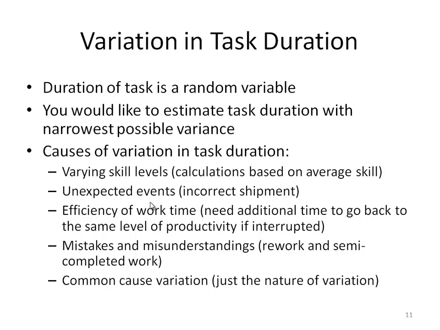Also, it's due to unexpected events, such as an incorrect shipment. If I receive the wrong item, then I have to ship it back and wait for the new item to come, and that will delay the execution of that process or that activity. The efficiency of work time: interruptions need additional time to go back to the same level of productivity. Mistakes and misunderstandings, rework, and semi-completed work. And then the common cause variation, just the nature of variation.